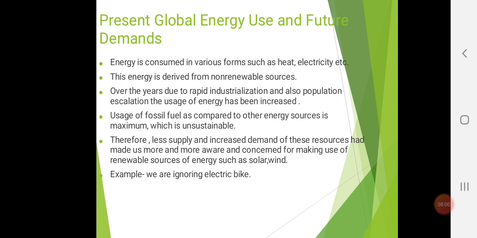I have given one example: we are ignoring the electric bike. Many years back the electric bike was invented, but still we are using petrol and diesel vehicles. Why are we not choosing electric bikes? This is how we are still using non-renewable sources. So think on it.